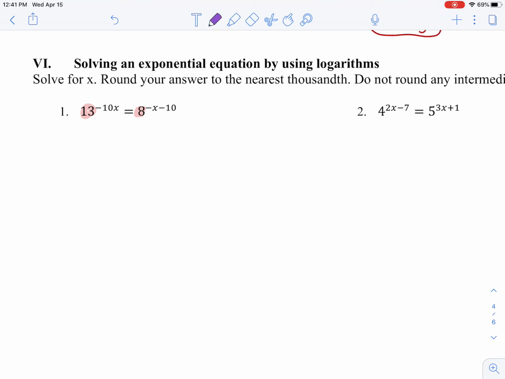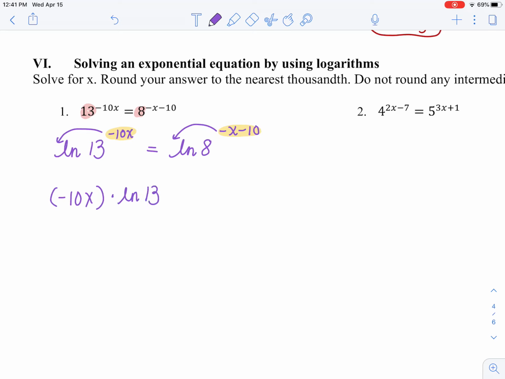All right, take a look at the bases, 13 and 8. Is there a common base that we can convert 13 and 8 into? Not really, right? So guess what? We're going to go ahead and take natural log of both sides. Natural log of 13 to the negative 10x power equals natural log of 8 raised to the negative x minus 10th power. The reason we're taking these natural logs is because we get to bring down these exponents in front using the power property.